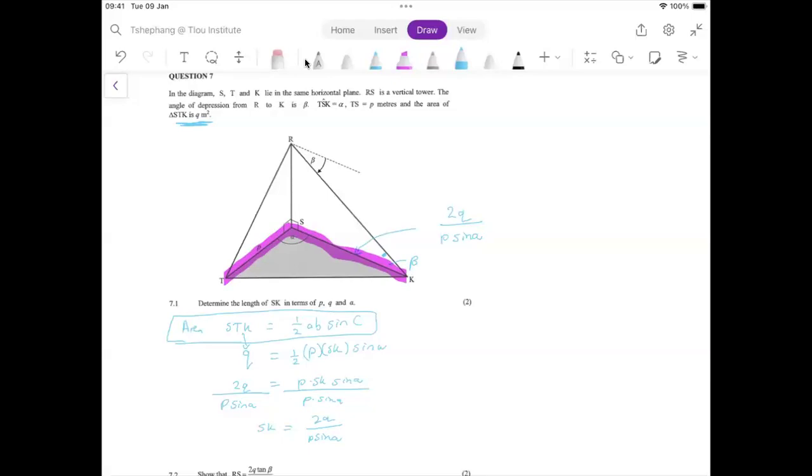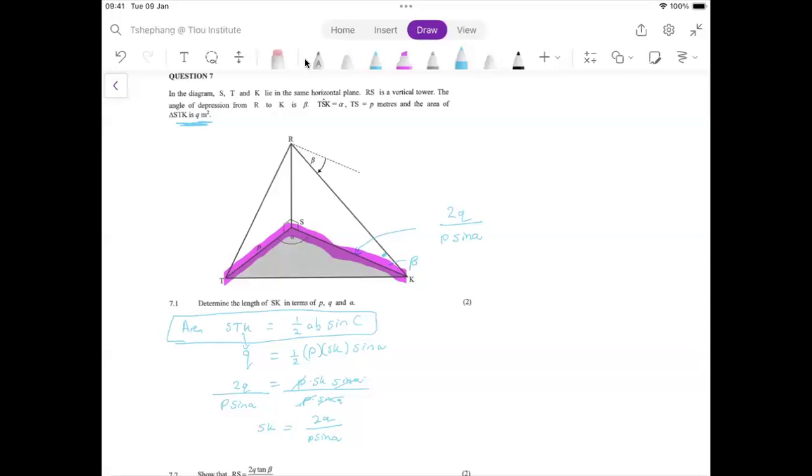Then from there, I want to get rid of the half by multiplying both sides by 2. So if you multiply by 2, the half is going to cancel on the left-hand side. You're going to have 2Q. Then this is equal to P SK multiplied by sine of alpha. Then what we want is to get rid of the P and the sine alpha by dividing by them. So on the right-hand side, we're left with SK. Then on the left, we have 2Q over P sine alpha. That's how we got it. I hope it's clear for everyone.